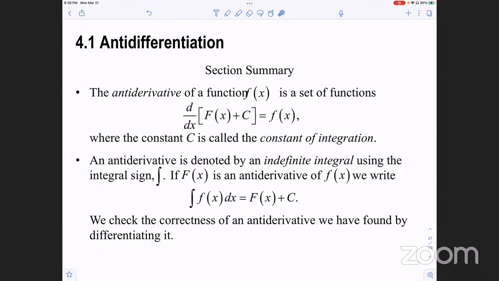Okay, that wasn't too bad for an introduction. So for a section summary, the antiderivative of a function is a set of functions. This is the general form of the antiderivative, such that d by dx of the antiderivative equals f of x, where the constant c is called the constant of integration. An antiderivative is denoted by an indefinite integral using the integral sign, this guy. If capital F is an antiderivative of f, we write the integral of f of x dx is F of x plus c, right? We check the correctness of an antiderivative we have found by differentiating it.